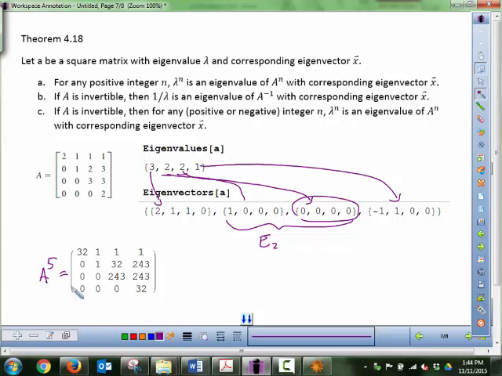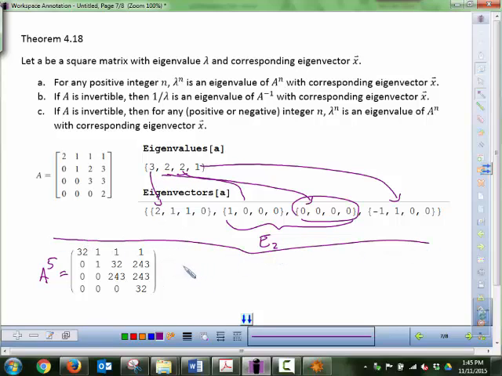So that's what A to the 5th looks like. And if we look at the eigenvalues of this, since this is another upper triangular matrix, the eigenvalues are just the diagonal entries, right? So what was 3 to the 5th again? 243. So the eigenvalues are again 243, 32 twice, and 1. So those are your eigenvalues.